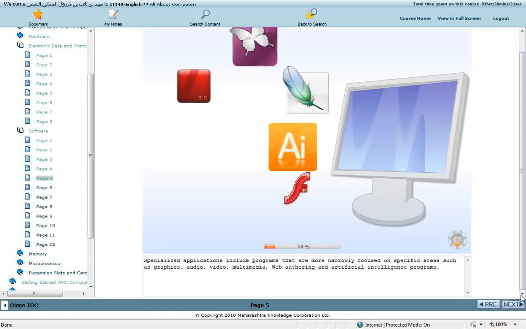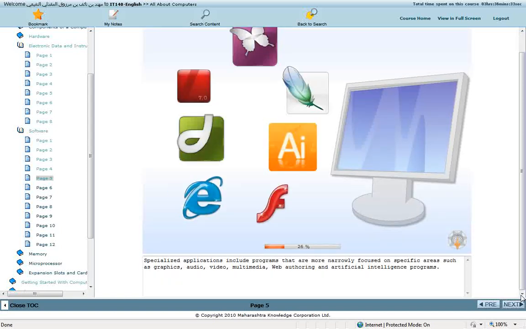Specialized applications include programs that are more narrowly focused on specific areas, such as graphics, audio, video, multimedia, web authoring, and artificial intelligence programs.